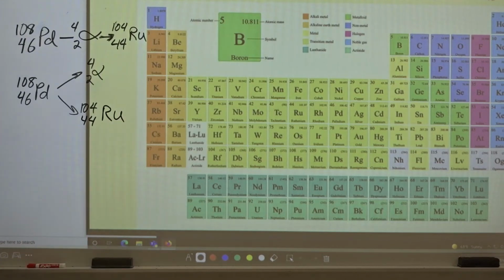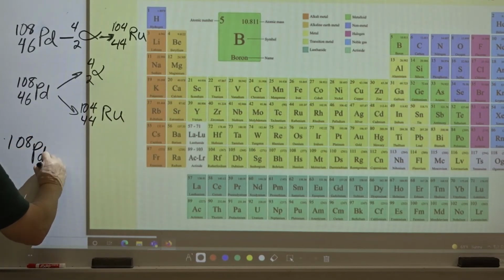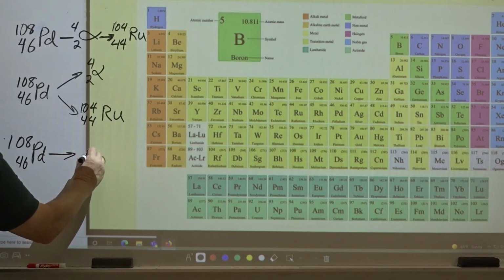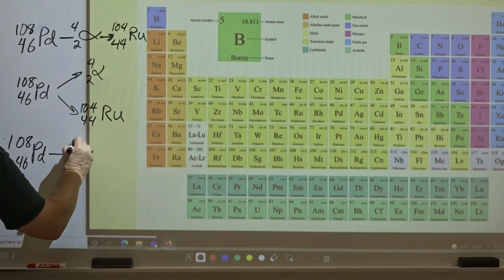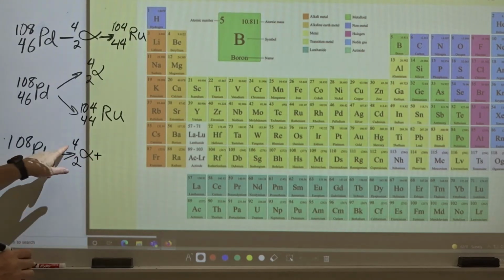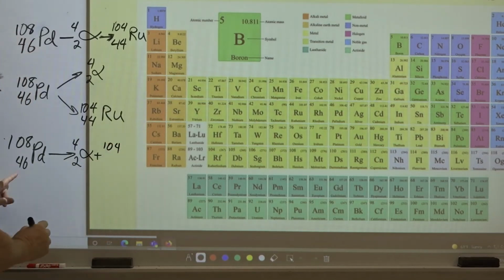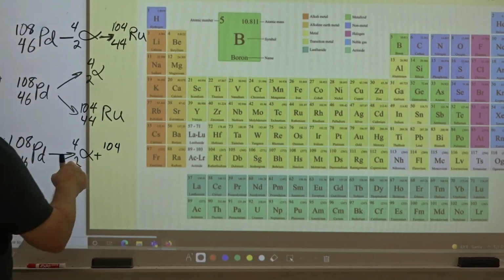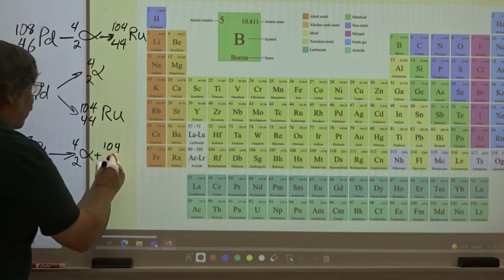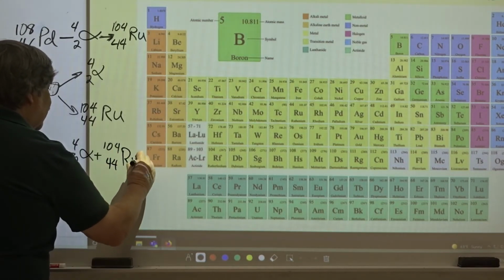Or we can say palladium 108 turns into an alpha particle. And, well, what do we have to add to 4 to get to 108? Obviously 104. What do we have to add to 2 to get to 46? 44. And again, that's ruthenium.